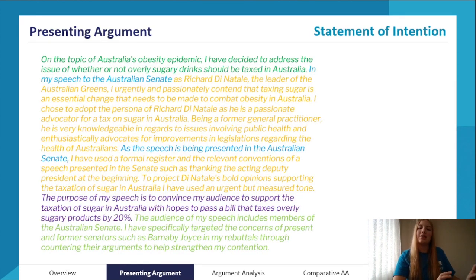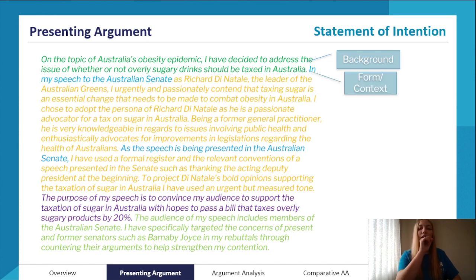And now we'll look at the statement of intention. Remembering this uses that FLAPC structure that we had a look at. So we want to look through the elements and analyze which part of that essential structure we are seeing included. Is anything being missed? "On the topic of Australia's obesity epidemic, I have decided to address the issue of whether or not overly sugary drinks should be taxed in Australia." So that's the context, introducing the issue, introducing the topic of the oral, background information.